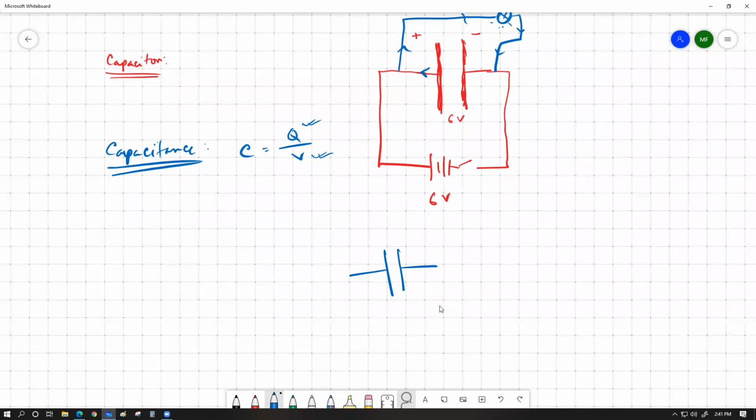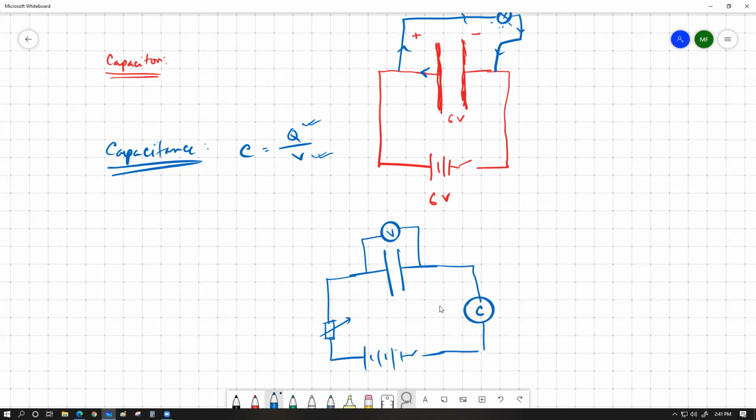So now, let's say we have put a voltmeter across this capacitor, and there is a potential divider over here, sorry, a variable resistor over here, and then we have a battery. Of course, we're going to need a switch, and let's say we have a coulomb meter over here. A coulomb meter gives you the exact amount of charge that flows by, not only the ampere.